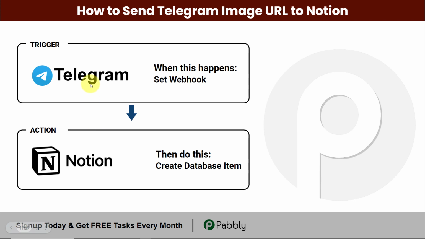Now to do that, we'll have to integrate Telegram with Notion, and the same thing can be done using Pabbly Connect. So here my trigger application will be Telegram and my action application will be Notion, which is a note-taking and idea organizing platform. Now to understand how you can integrate and automate this entire process yourself without the need of any coding skills, let's begin.